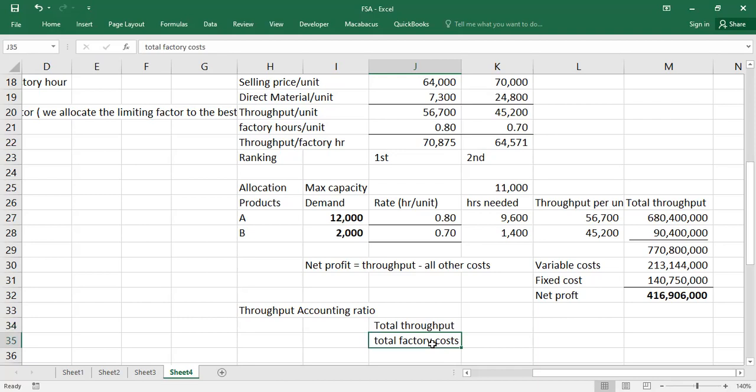So my total throughput, we already computed it here. It was given as this, unless they wanted it for only B or C. But if they want it for both, just get the total throughput and divide by total factory cost. Total factory cost, by the way, is not just the 140. It's actually the 140 plus the variable cost. So you'll have it as this divided by that.